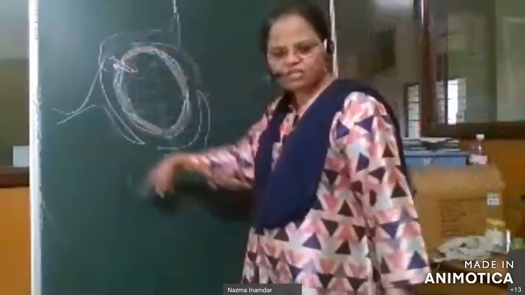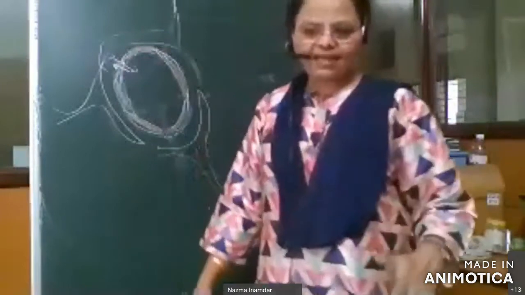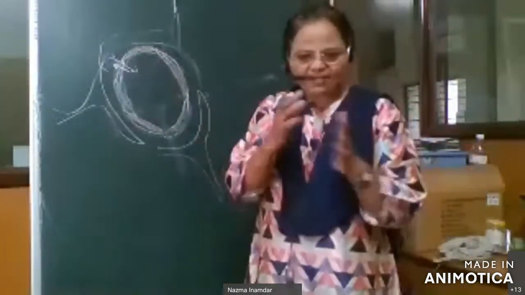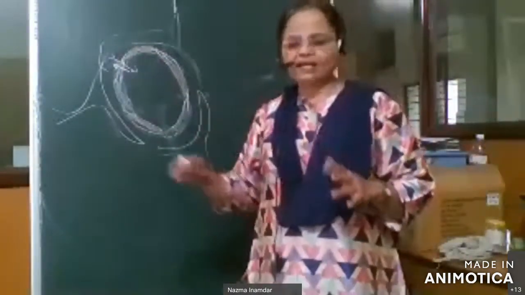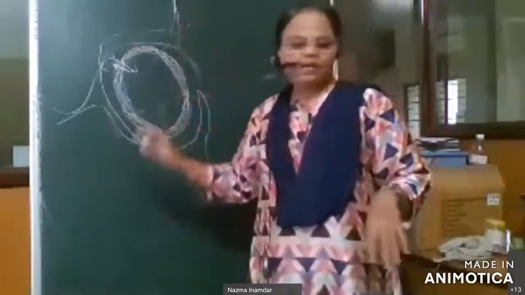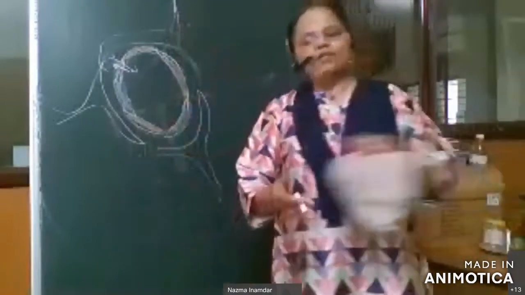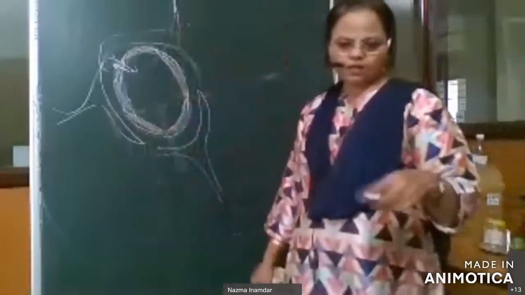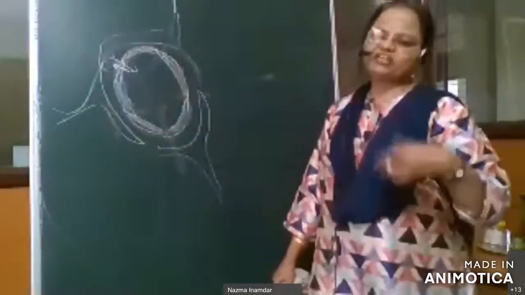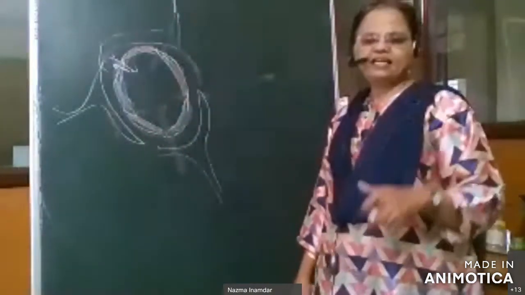So this system is called the blood-brain barrier. There is nothing like a barrier to be shown. There is no anatomical barrier, but this will be called the blood-brain barrier. And because of this, the compounds, or the drugs, cannot easily enter into the brain.